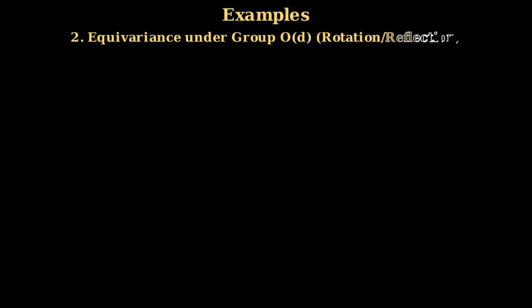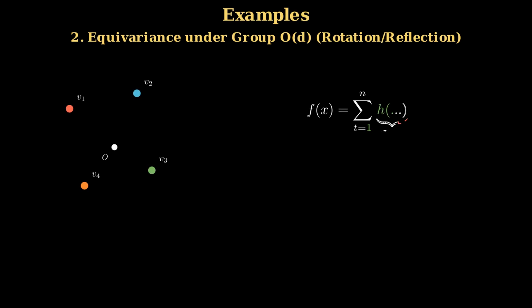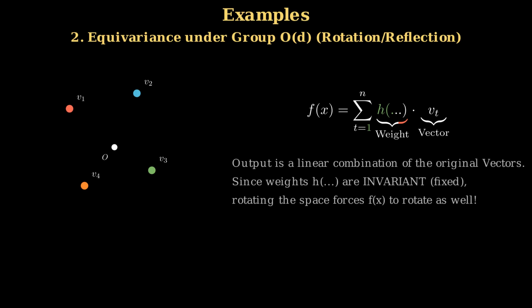Example 2, equivariance under the orthogonal group. Here, the output is a linear combination of the original vectors, scaled by invariant weights. Because the weights are invariant scalars, when the input space rotates, the output vector is algebraically forced to rotate along with it.